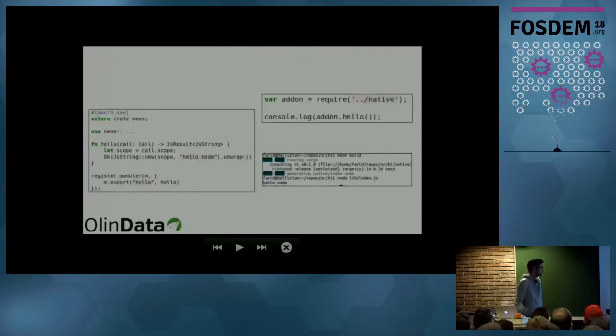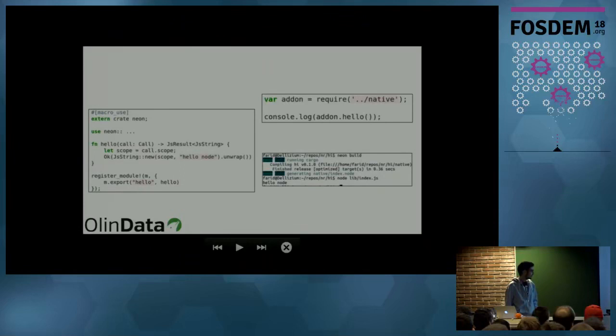So this is an example of a Rust file that exports a module to Node.js. This is the example that Neon actually gives you. It's quite simple. What it does is just returns a hello node string, and then on the other side, you can see on the JavaScript side on the right, you require the module and you call the hello method, and when you run it, it works.